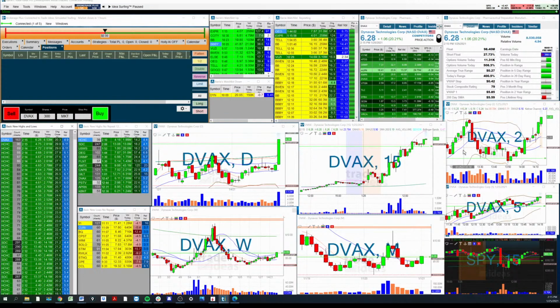All right, now DVAX has been incredibly choppy on the two anyway. A little bit choppy, but the trend has been up for DVAX. And this is an area, I think I had an alert set up here around 623-ish. This can keep going. Just look at that weekly chart. It doesn't have a lot of resistance.